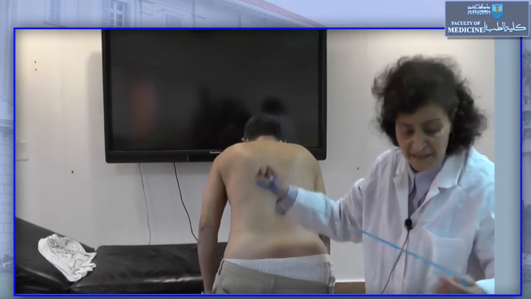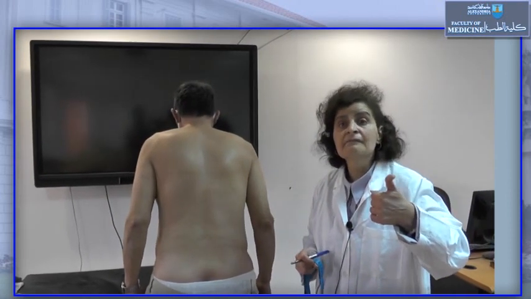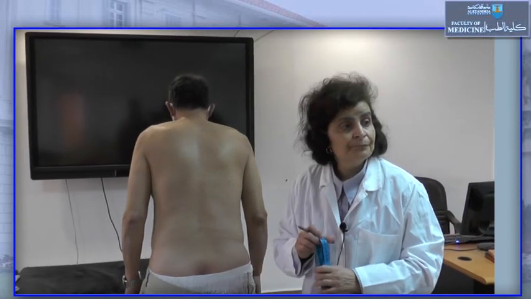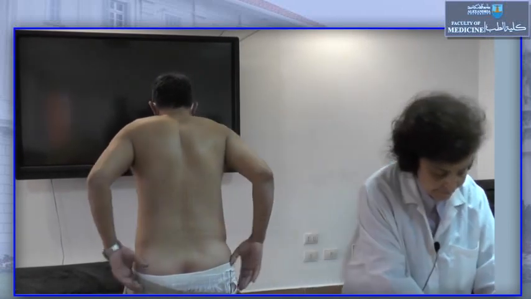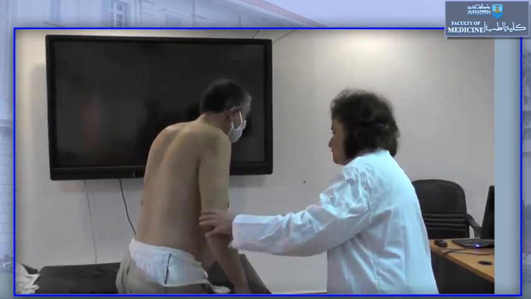So the first test for the sacroiliac joint was the Gaenslen's test. The second test was the Faber test, or the Patrick's test. And this is shown in detail to you. Uncle Farouk, I need you to lie down again.